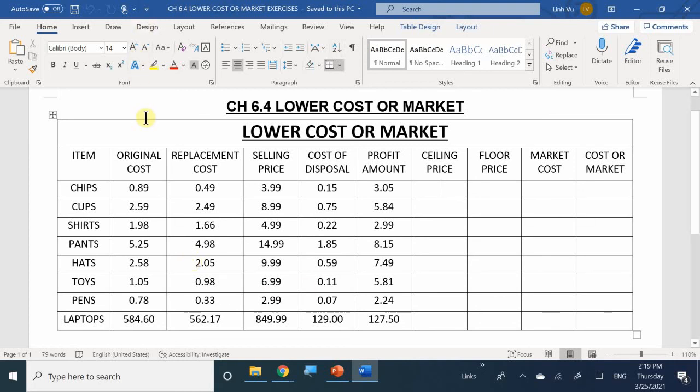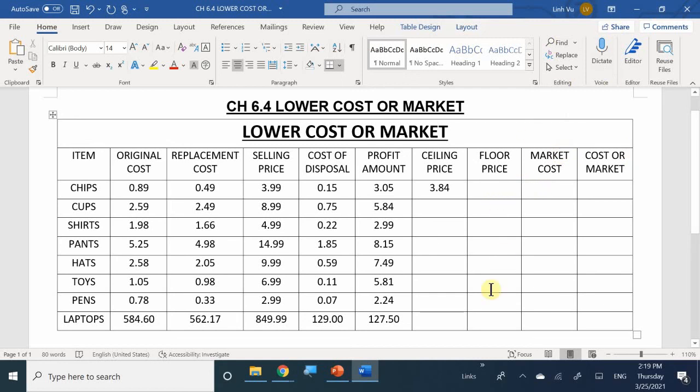$3.84. So, how did we solve for that? The 3.99 minus the 15 cents. Correct. Okay, so you should get $3.84. Good. Okay, what's my floor?